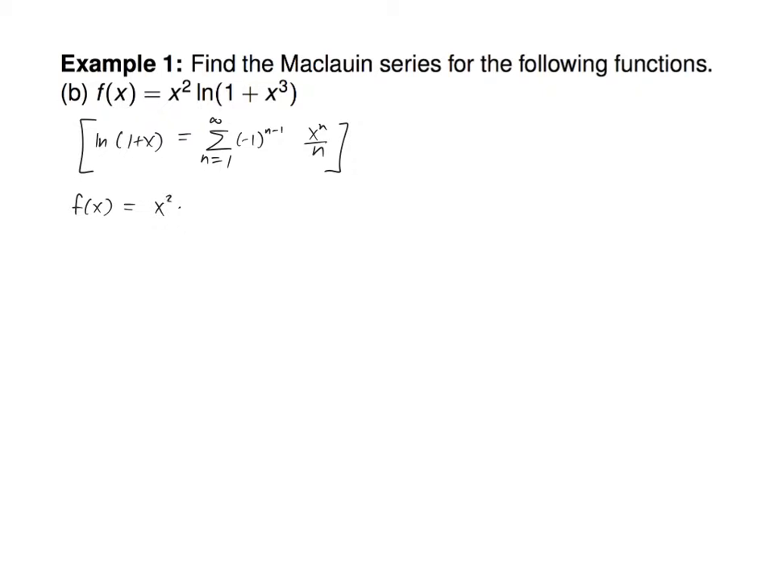All right, so x squared, when you deal with this ln part, what gets plugged in for x? X cubed. So you have the sum from n equals 1 to infinity, negative 1 to the n minus 1, (x cubed) to the n over n. So what happens to the 3 and the n? Multiply. And then what happens to the squared? Adds. So you have the sum from n equals 1 to infinity, negative 1 to the n minus 1, x to the 3n plus 2 over n.